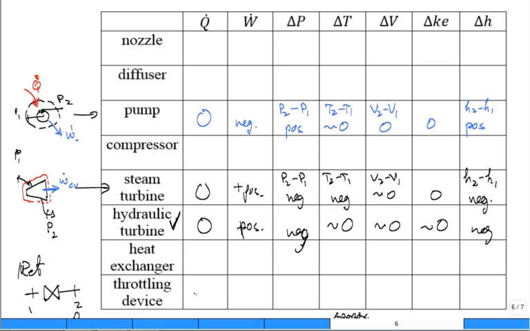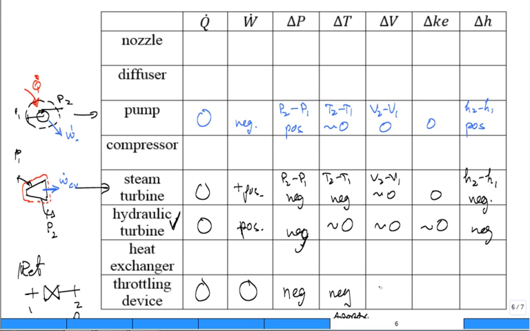So Q dot for a throttling device. It's not a heat exchanger device with the surroundings. W dot. There's no shaft work in or out. Change in pressure. It goes down. There's a large negative decrease in pressure. Okay. What about the change in temperature for a refrigerant? It goes down a lot. So it goes down, decrease. It's negative.